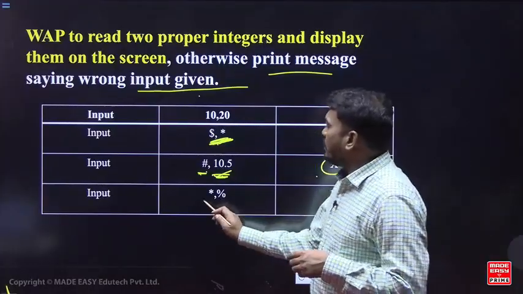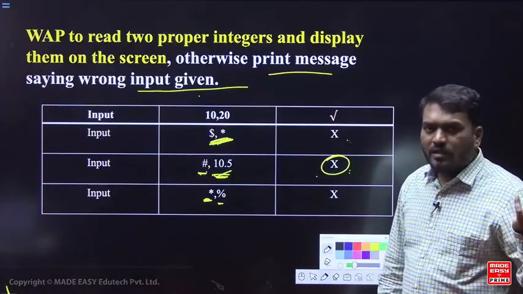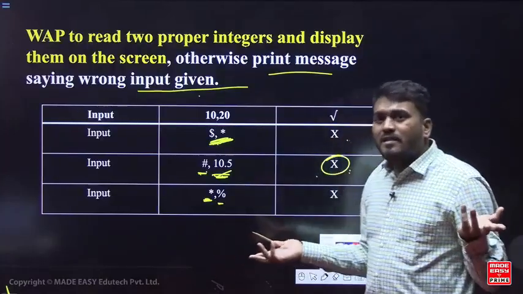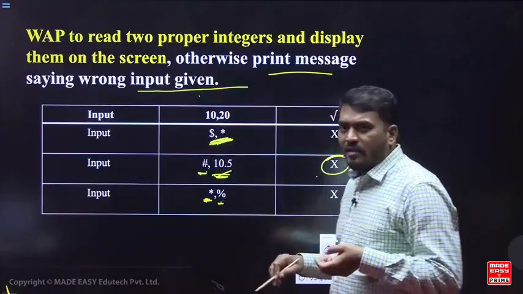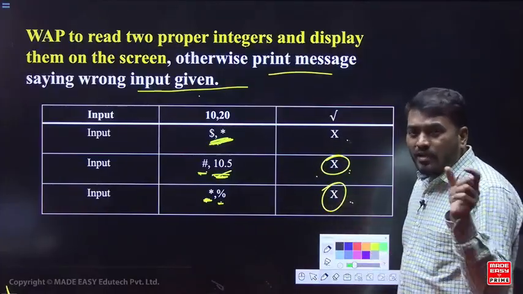And somebody is giving something like star and percentile. I am asking your age and mobile number, or any two proper integers, and you don't want to give any integer data and you are simply giving input as a star and percentile. So remember, this is not accepted. That is the invalid input. What do you have to type? Wrong input given.